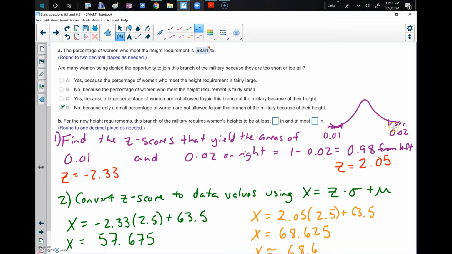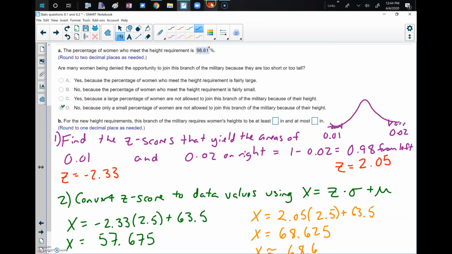And then we want the tallest 2%. So I want the area on the right to be 2%. And again, determining the z-score and data value that makes that happen. So the first thing that we're going to do is find the z-scores that yield those particular areas. So here the area on the left being 1% matches what our chart looks like.